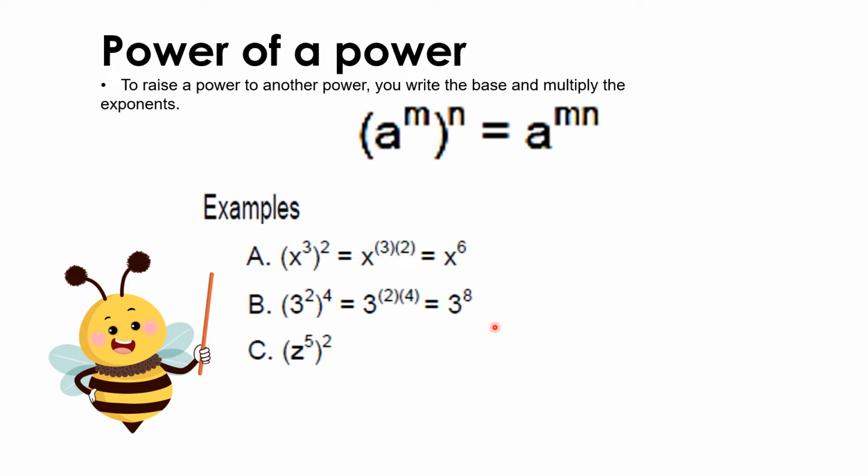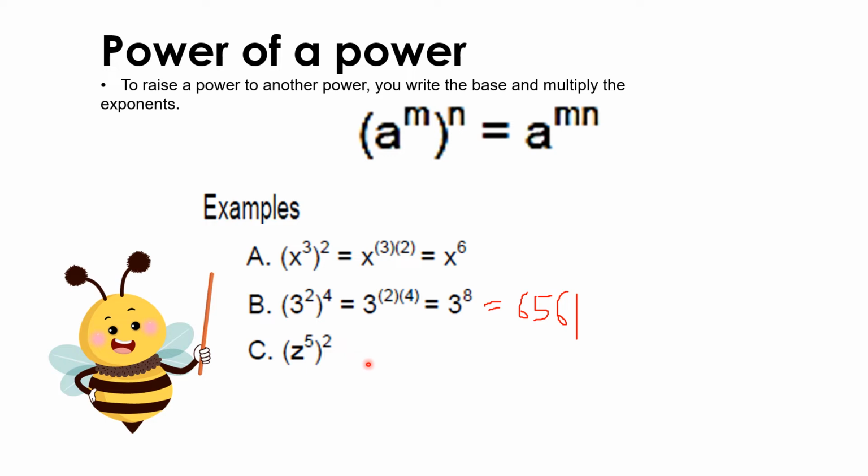And 3 raised to 8 is 3 times 3 times 3 times 3 times 3 times 3 times 3 and times 3. So 3 will be multiplied by 3, 8 times, because that is 3 raised to 8. And our final answer is 6,561.